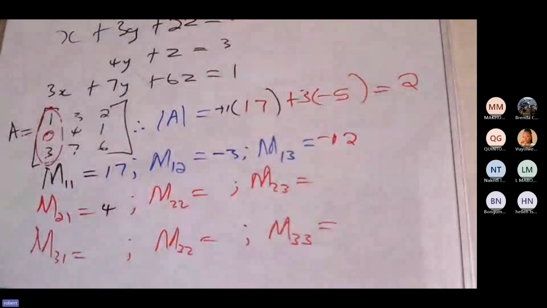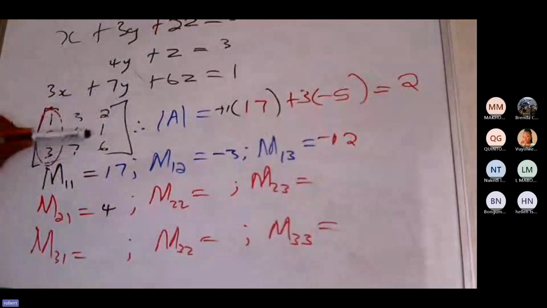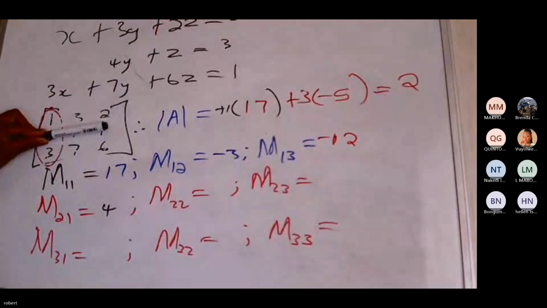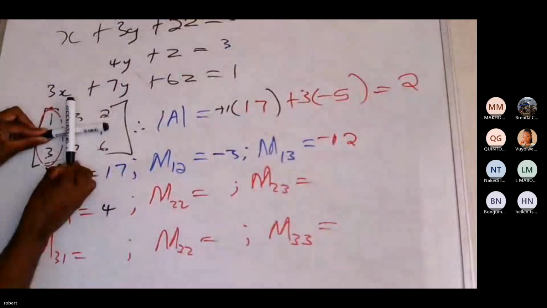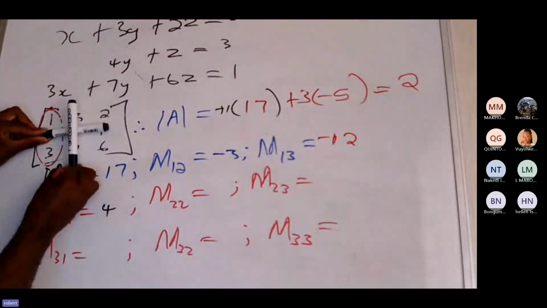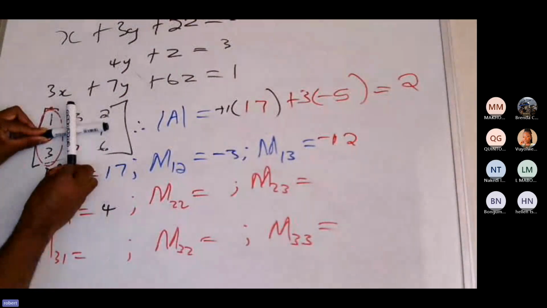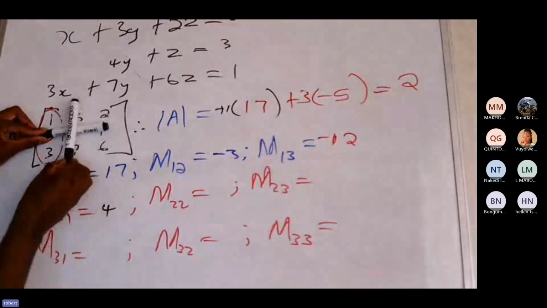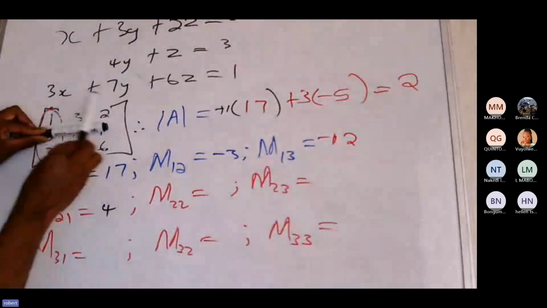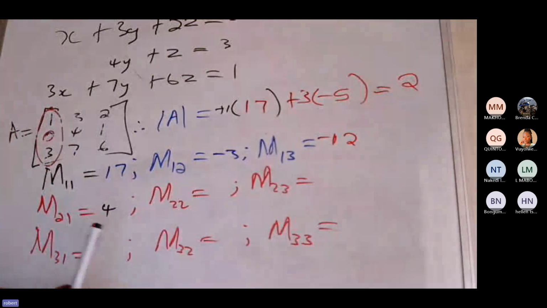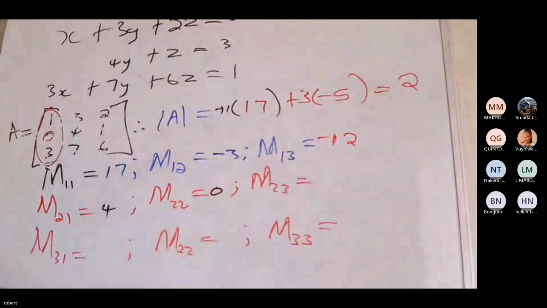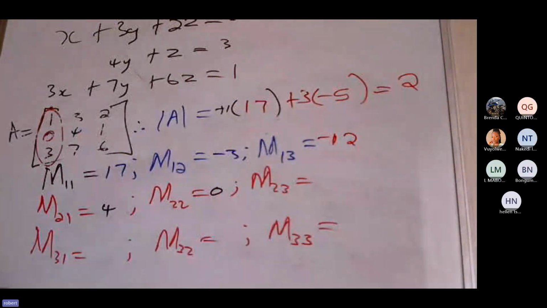Then what about M22? You cover both the second row and the second column. You will be now left with what? 1, 0, 2, 3, 6 because we have covered this. It will be 1, 2, 3, 6. And it will be what? 6 minus 6. So which is how much? 0.